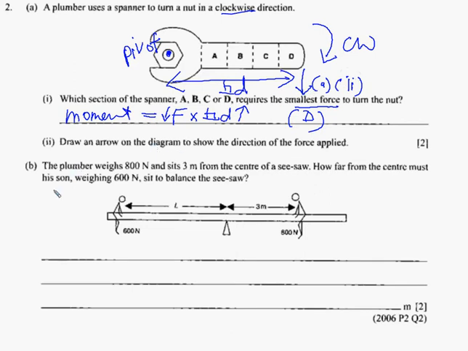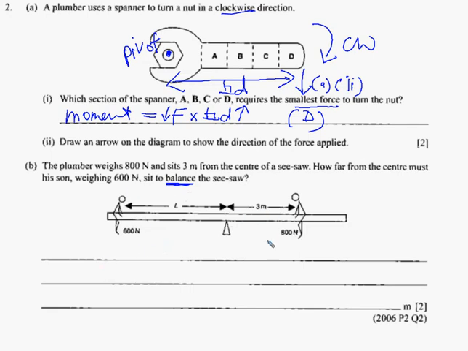Okay, let's move on to question 2b. It says a plumber weighing 800 Newton, who is on the right of the pivot, sits 3 meters from the center of the seesaw. So this is the center point, which is the pivot. How far from the center must his son weighing 600 Newton sit to balance? The keyword is balance, which means that it has to be totally horizontal to balance the seesaw.